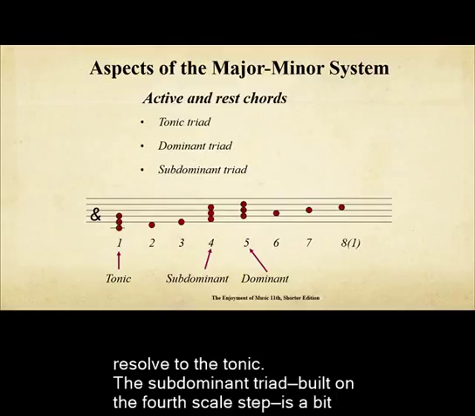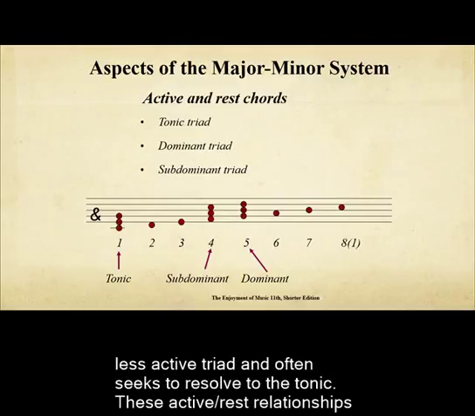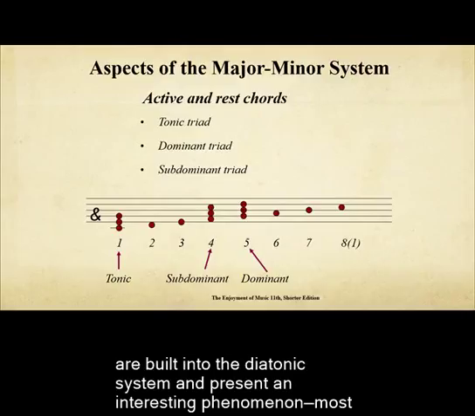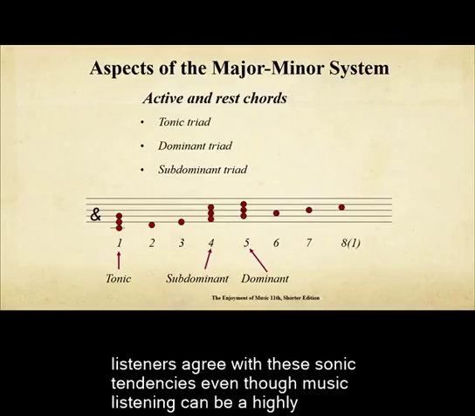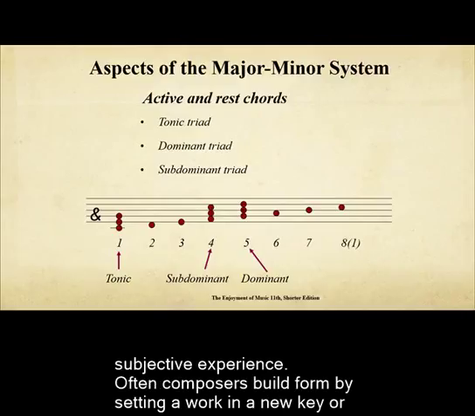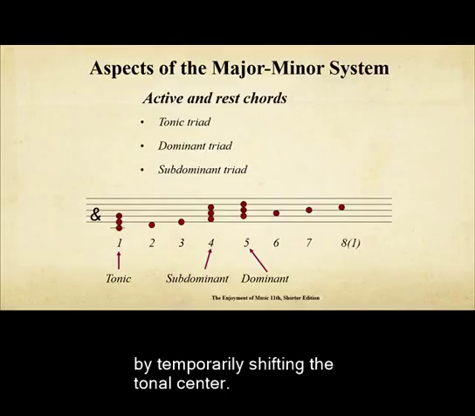The subdominant triad, built on the fourth scale step, is a bit less active triad and often seeks to resolve to the tonic. These active-rest relationships are built into the diatonic system and present an interesting phenomenon. Most listeners agree with these sonic tendencies, even though music listening can be a highly subjective experience. Often composers build form by setting a work in a new key or by temporarily shifting the tonal center.